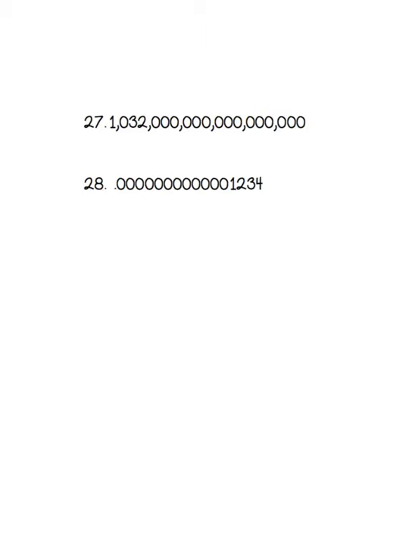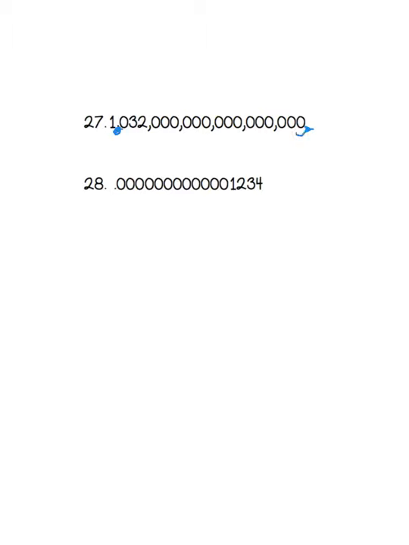For problem 27, we're going to be writing this number in scientific notation. So what we're going to do is start at the end of it and move the decimal to make a number between 1 and 10. So we're moving our decimal place to right here.